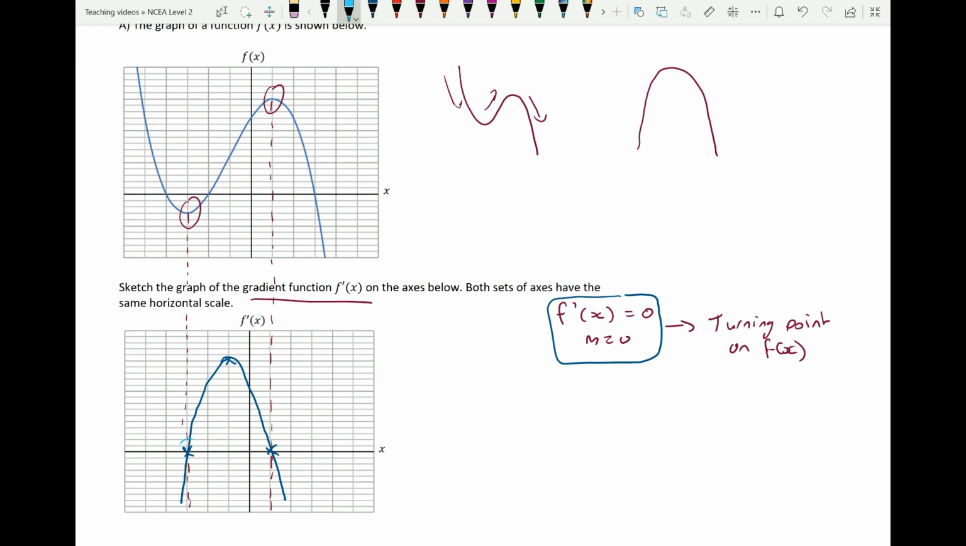So if you get intercepts in the correct point, so again, x-intercepts of f dash of x line up with the turning points of f of x, and it's the correct shape, so in this case a negative parabola, then that is all you need, and that is an achieved question.